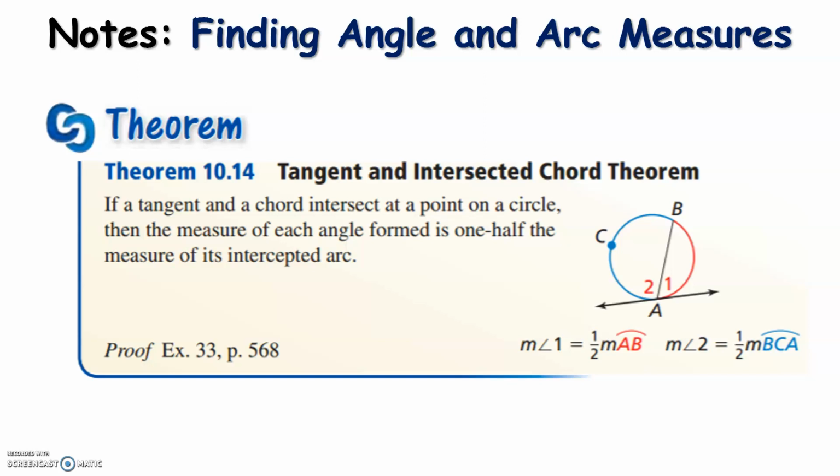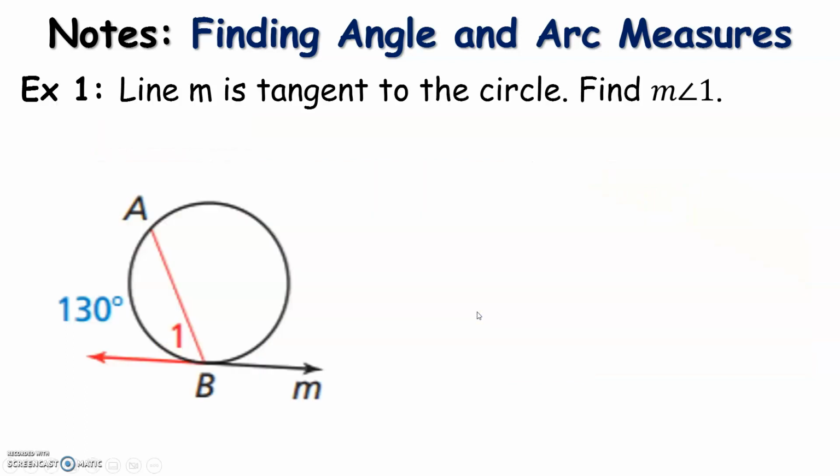All right, so we're going to introduce a new theorem, Theorem 10.14. It's the tangent and intersected chord theorem. It says this: if a tangent and a chord intersect at a point on a circle, like in the image here at point A, then the measure of each angle formed is 1/2 the measure of its intercepted arc. So as in this picture, angle 1 is half of arc AB, and angle 2 is half of major arc BCA. Let's take a look.